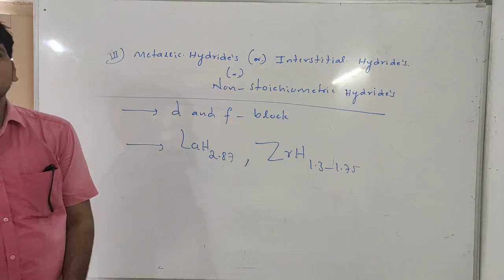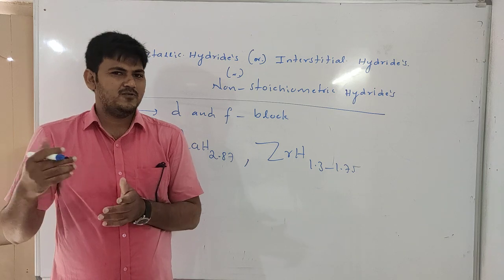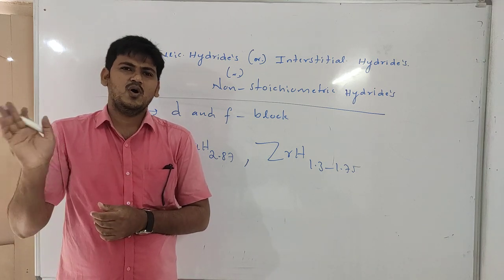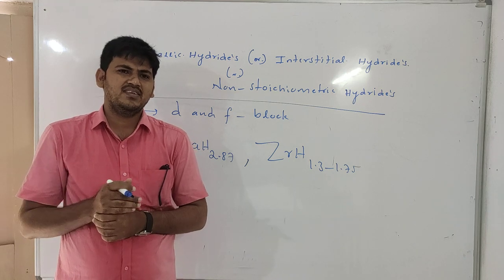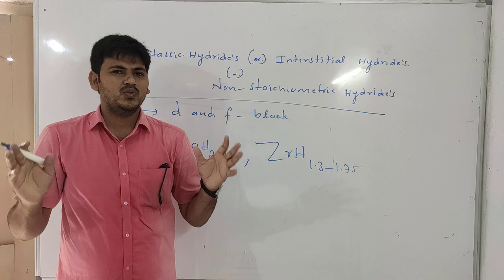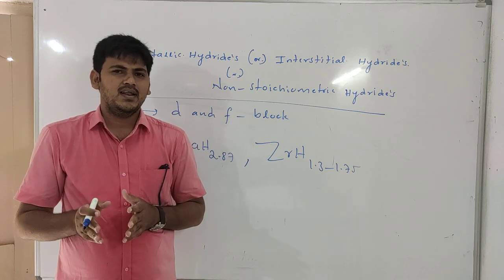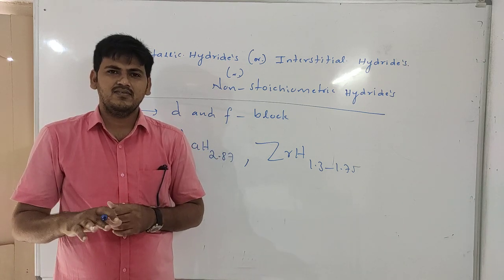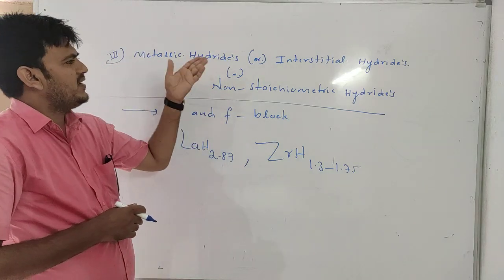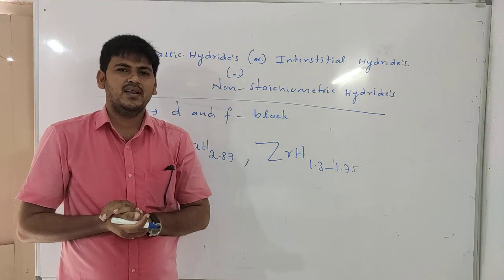So see the hydrides concept. Okay. So first of all, what is meant by hydrides? Hydrogen combines with almost all elements except the zero group elements to form hydrides. And hydrides are classified into three types: ionic hydrides, saline hydrides or salt-like hydrides; second, covalent or molecular hydrides; and third, metallic hydrides or interstitial hydrides, non-stoichiometric hydrides.